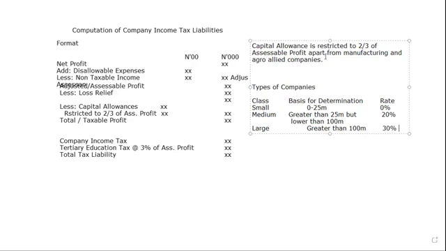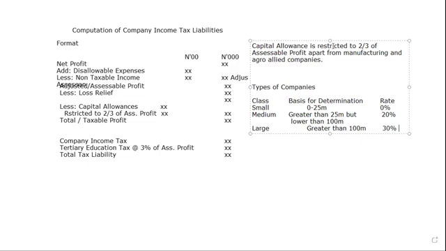Okay, for the types of companies to the basis for determination, when does this take effect? In your exam, you use it. Or any year given? Yes, you use it. Okay, thank you. You're welcome.